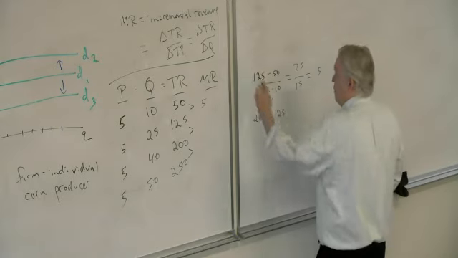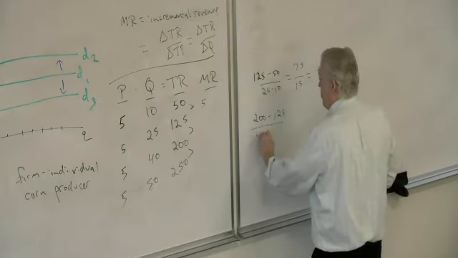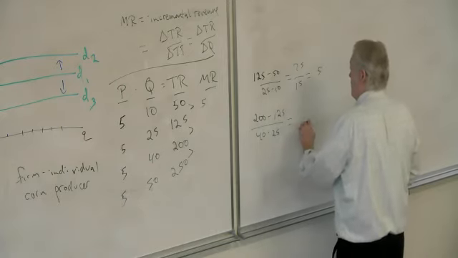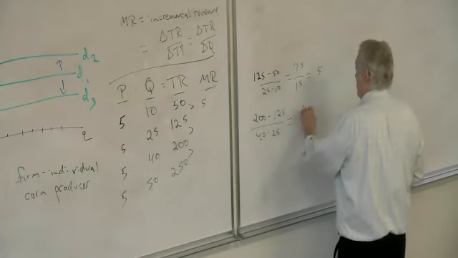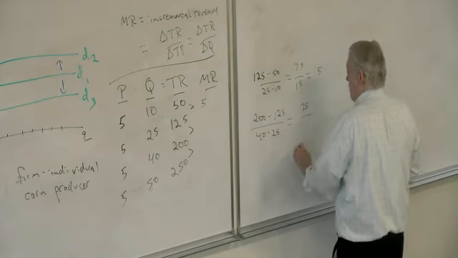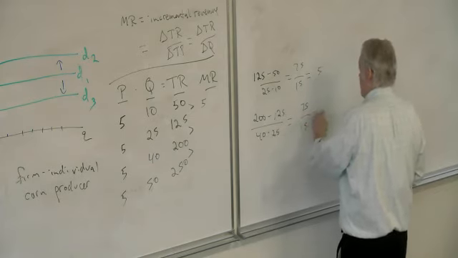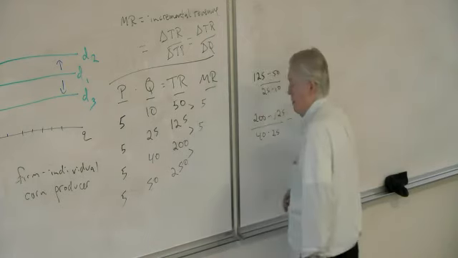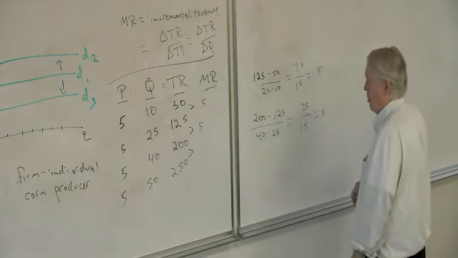That's the change in total revenue divided by the change in quantity, which is 40 minus 25. And so what do we have now? We have 200 minus 125 is 75, divided by 40 minus 25 is 15. Well, that's the same formula. 75 divided by 15 is 5. Maybe you can see where we're going here.